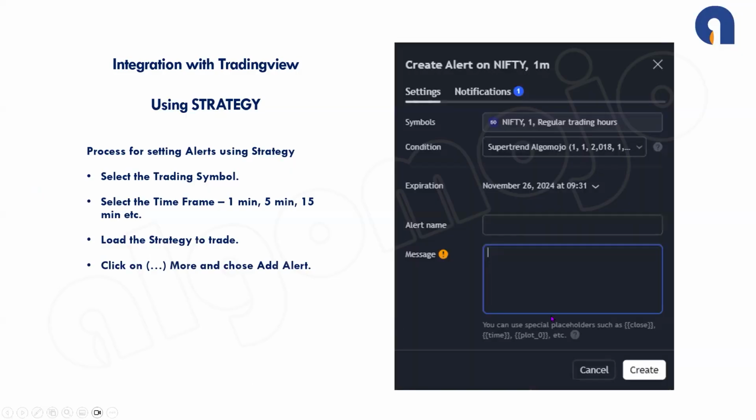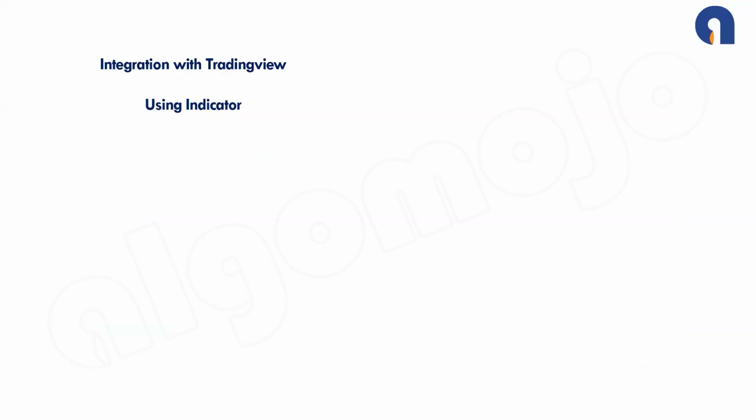Then it will show you that, okay, only the message box needs to be updated. Then copy the content as strategy.order.action, and then update the message box, and update the webhook URL. That's it. Now, in case you are using an indicator, then you have to create two alerts, one for entry and one for exit.